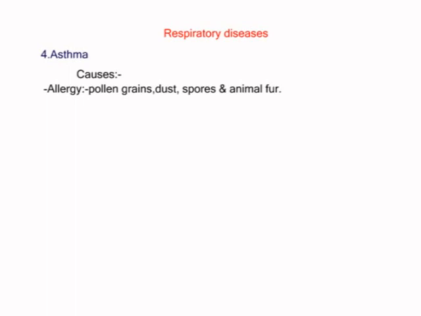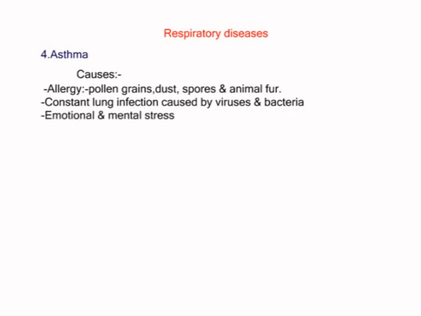It can also be caused by constant lung infection caused by viruses and bacteria. Emotional and mental stress such as anxiety, anger, and fear also predispose one to asthma. Asthma can also be caused by certain hereditary diseases, especially those affecting the respiratory organs. Mild or extreme cold weather can also lead to development of asthma.